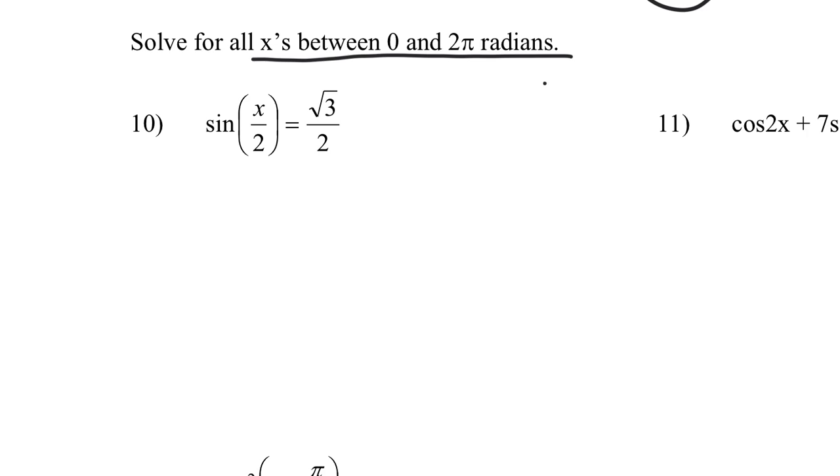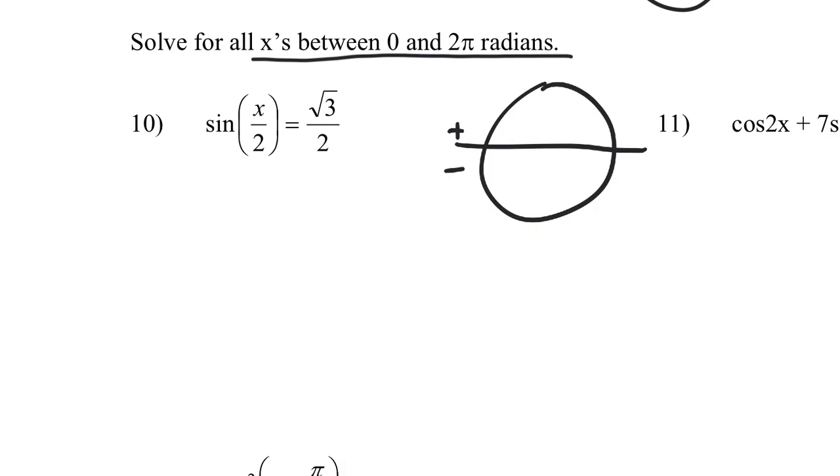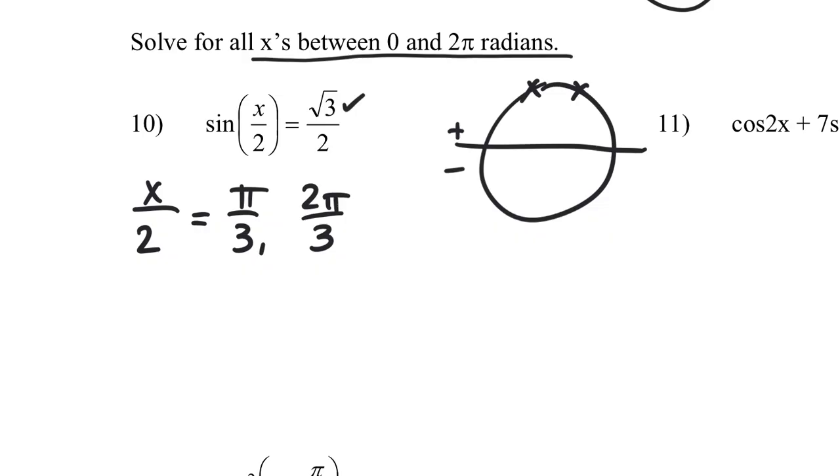When I think of the unit circle, I think sine is positive on the top and negative on the bottom. I know root 3 is relatively close to the top of the unit circle. So the two locations on our unit circle where we have a sine of root 3 over 2 are going to be at pi over 3 and 2 pi over 3. To solve, I'm going to turn x over 2 into x. I'm going to get that by doubling both sides of the equation. My final answers here will be 2 pi over 3 and 4 pi over 3.